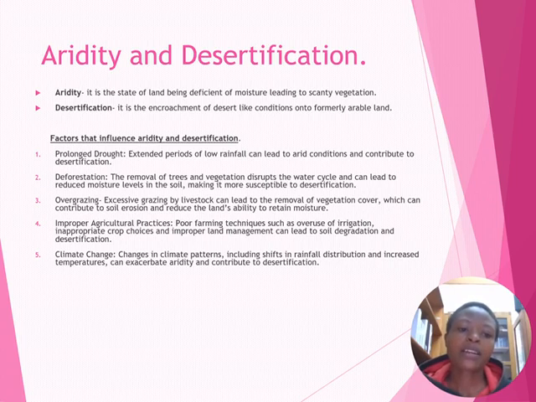Number three, we have overgrazing, which is excessive grazing by livestock, can lead to the removal of vegetation cover, which can contribute to soil erosion and reduce the land's ability to retain moisture. We also have improper agricultural practices. These are poor farming techniques such as overuse of irrigation, inappropriate crop choices, and improper land management that can lead to soil degradation and desertification.